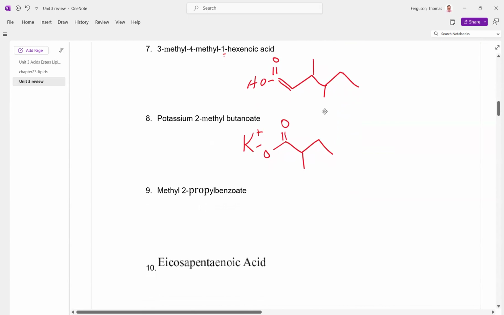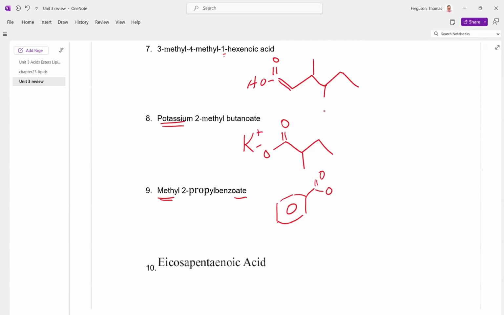Okay, as soon as we see an O8, it's either an acid salt or an ester. We go to the front, and if it's a cation, it's an acid salt. If it's something else, it's then an ester. So this is going to be, start with benzoate. And it's a methyl.